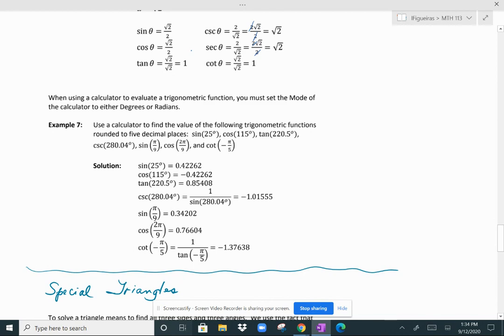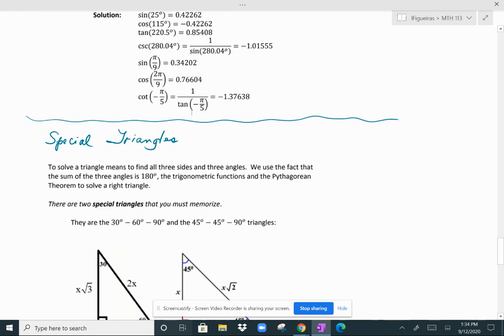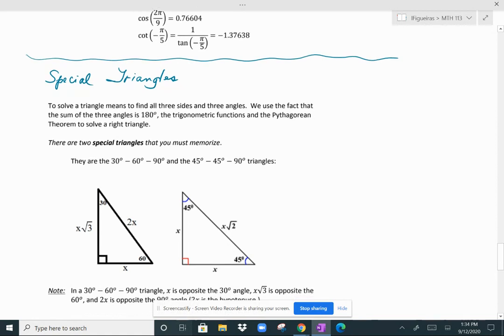All right, so we have some special triangles that you should make an effort to memorize. So as I mentioned before, when you're solving a triangle, it means to find all 3 sides and all 3 angles. We know that the sum of the 3 angles is 180. We know the definitions of the 6 trigonometric functions. We just talked about that. And we know the Pythagorean Theorem. And so combination of all this information allows us to solve right triangles. But there's 2 in particular that you should memorize. One is the 30, 60, 90 triangle, and the other one is 45, 45, 90 degree triangle.